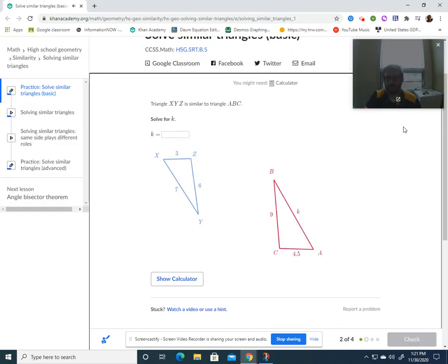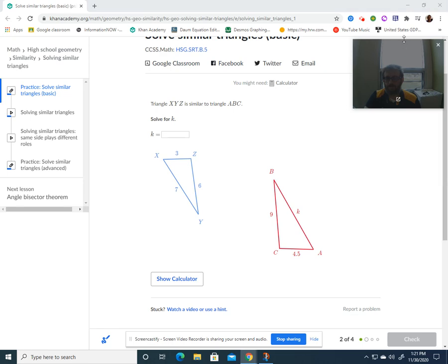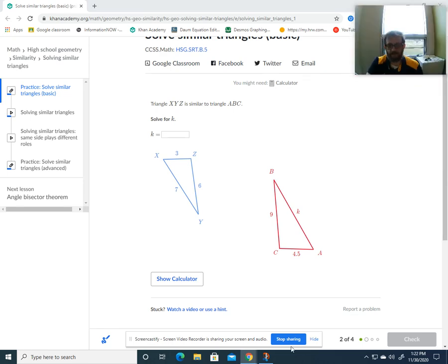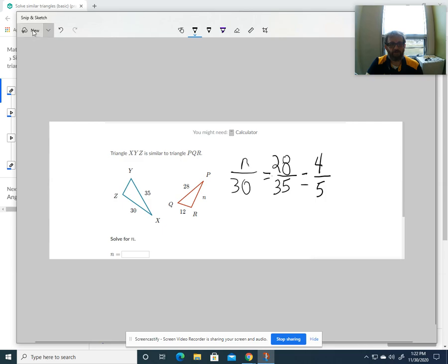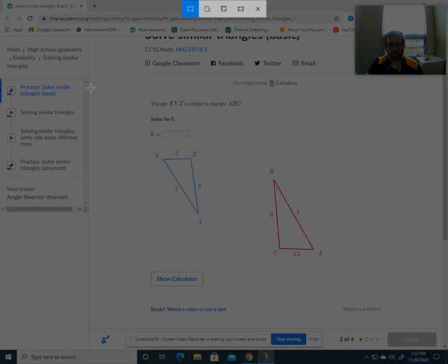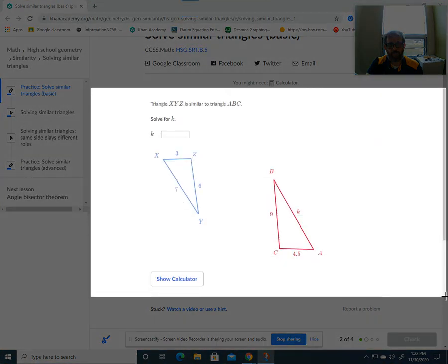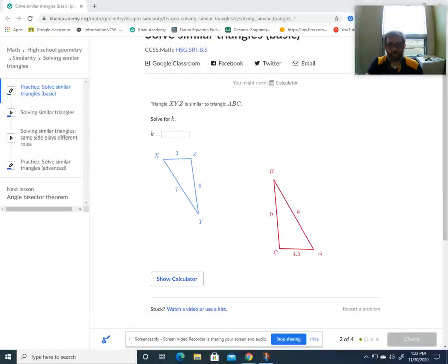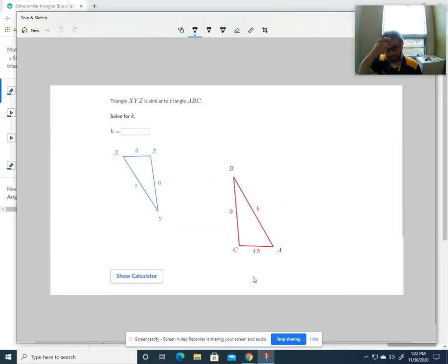So now we're going to try again. All right, so let's move it up as high as I can. Same thing goes. We're just going to create a new little snip so I got some room to draw. All right, so here we go.